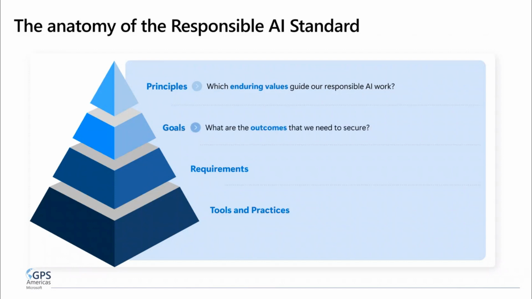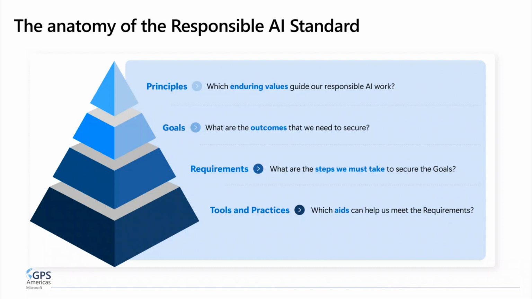Okay, so we talk about this pyramid if we think about the responsible AI standard. At the top, we talk about our principles, right? What are the values and things that we think about as we're going through building these? But principles aren't enough, right? We need goals. So what are the specific outcomes that we're really looking for? And what are we using to achieve those principles that we talked about? So the outcomes are really high level, but they're going to apply to many applications and many different technologies.